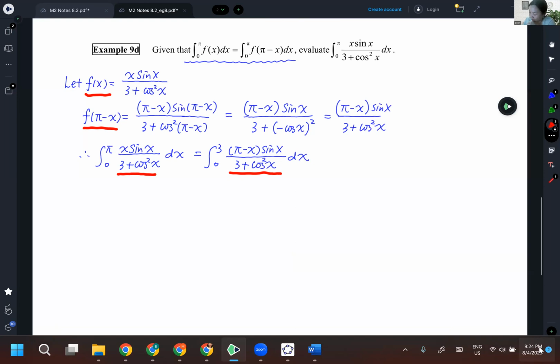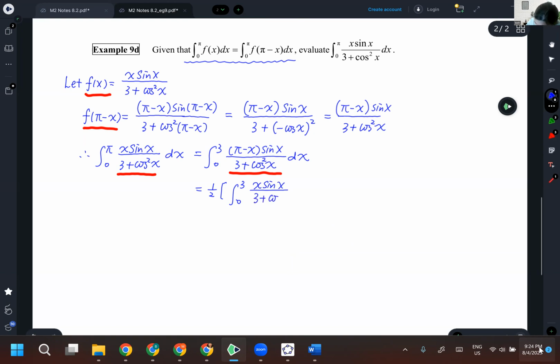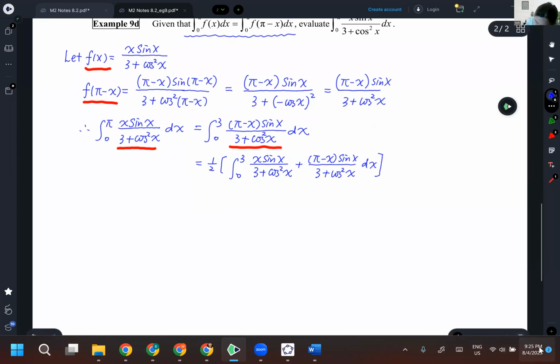Okay? Now, to find the integral, you will have the left-hand side equal to 1/2 the left plus the right. So one side is 1/2 both sides. And then after addition, still not ideal. Still not ideal. But I can have most of the things I don't want eliminated. So the x sine x, that's pi sine x minus x sine x. So that's pi sine x over 3 plus cosine squared x dx.